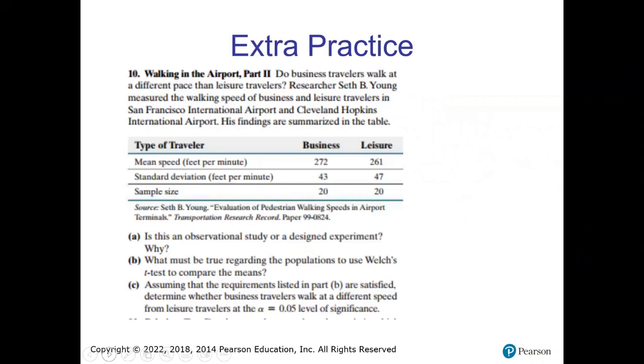Walking in the airport. Do business travelers walk at a different pace than leisure travelers? So do they walk at a different pace? Is mu1 different than mu2? That's what we're testing. Right there, it tells me. Researcher Seth B. Young measured the walking speed of business and leisure travelers in San Francisco International Airport and in Cleveland Hopkins International Airport, and his findings are summarized below. So summary.